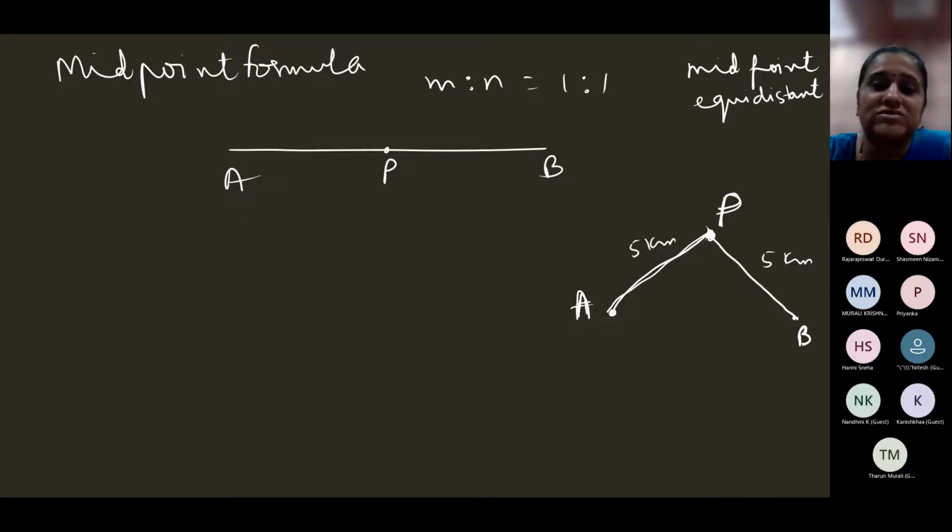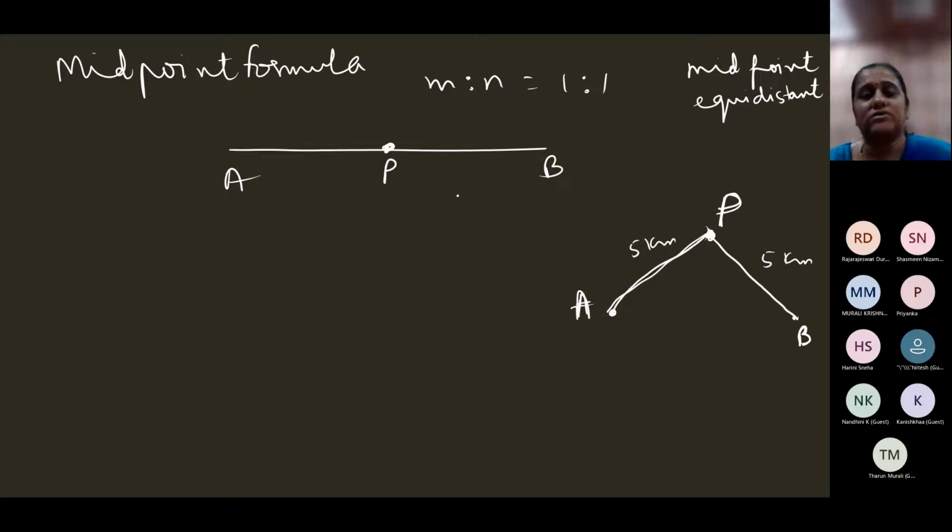So if P is equidistant from A and B, the points P, A and B are not collinear. They don't lie on the same straight line. They need not lie on the same straight line. But when we say midpoint, P is the midpoint. See here, P is the midpoint of AB. That means A, P, and B are collinear points.